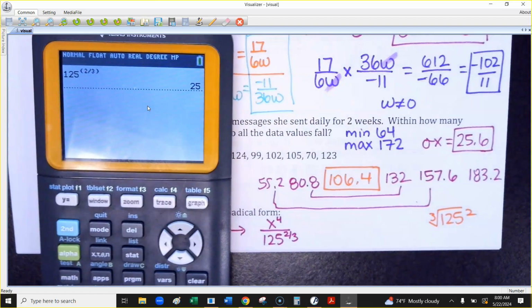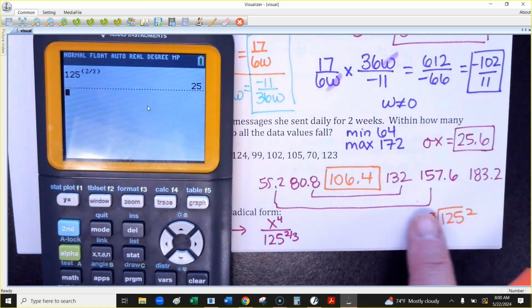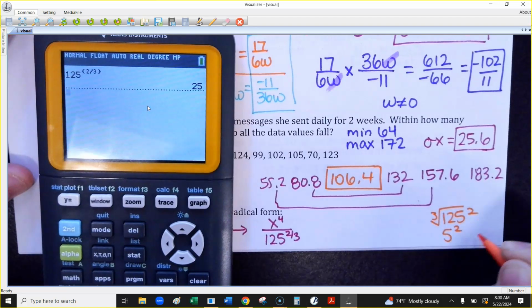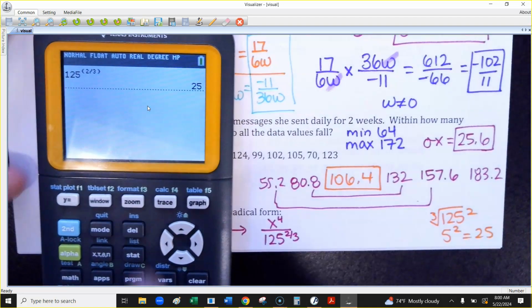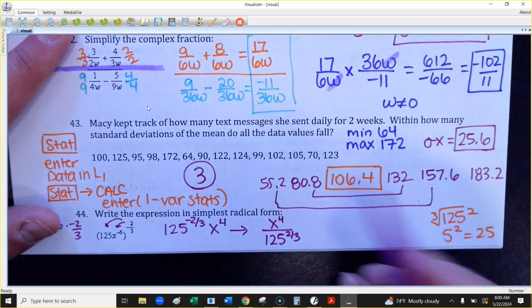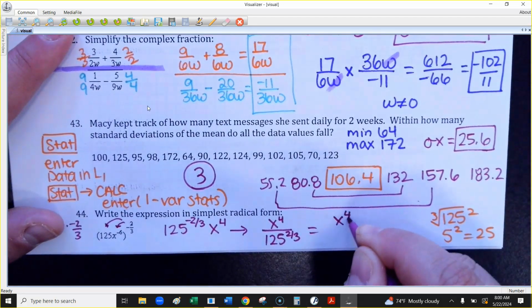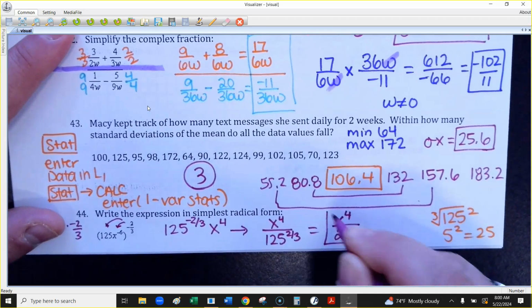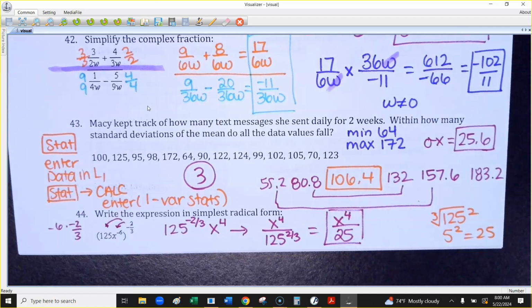You can do it that way too. If you did it by hand, I would do the root first. So cube root of 125 is 5. Then I would square that, which is 25, and you see that's exactly what I got on my calculator as well. So when I answer the question for the multiple choice, it's going to be written like x to the 4th over 25. All simplified there. Does anybody have a question?